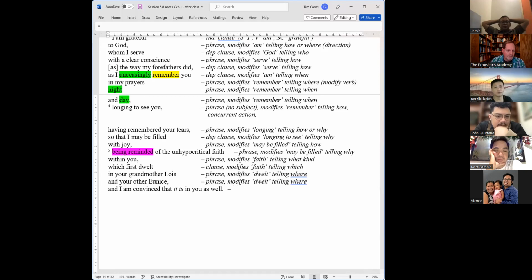Okay, how about this last one? "I'm convinced that it is in you as well." That one is a clause. Yes. What kind? It's a coordinating dependent clause.